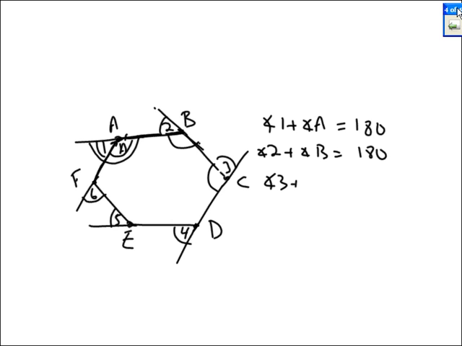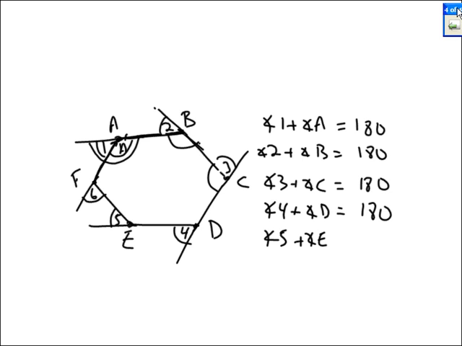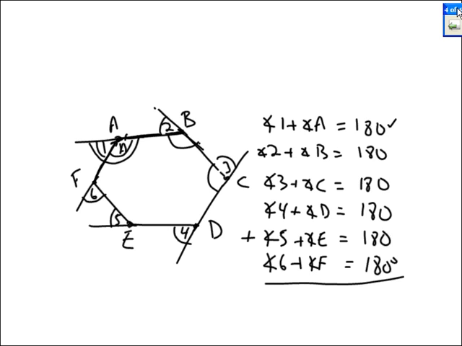And angle 3 plus angle C is 180. And angle 4 plus angle D is 180. And angle 5 plus angle E is 180. And angle 6 plus angle F is also 180 degrees. And when you add these up on the right side, you get 1, 2, 3, 4, 5, 6. You get 6 times 180 degrees.